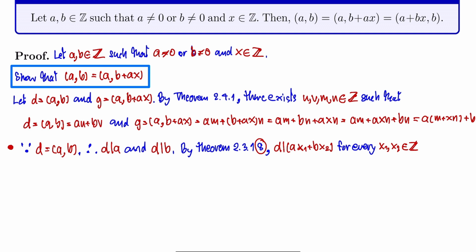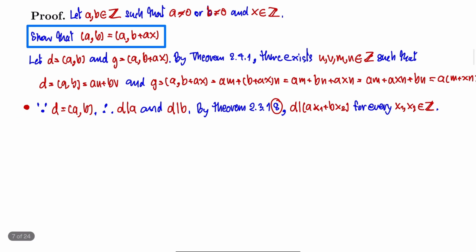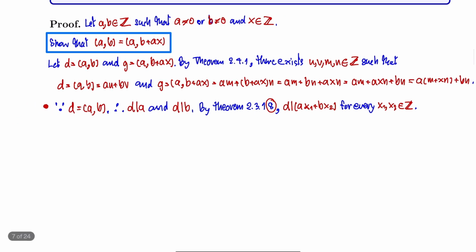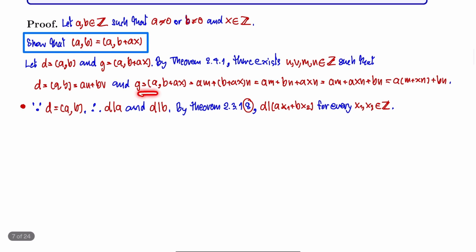Okay, what can we do next? The next thing that we are going to do is to take a look at our g. Why? Because our g is this term, and m plus nx, and m and n are integers. So I have to write, since m plus xn and n are integers.